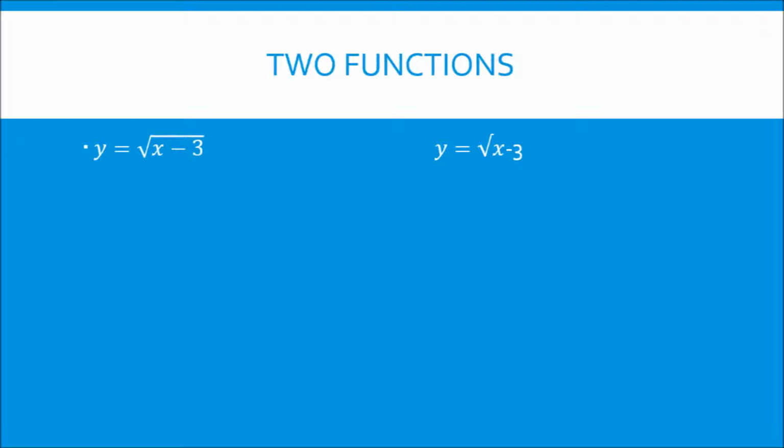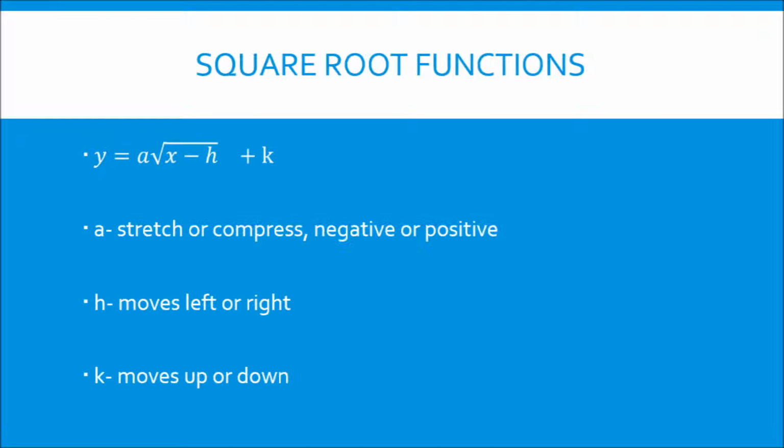Let's take a look at our first function, y equals the square root of x minus 3. We can tell instantly that this function is going to be a square root function because it has a square root in it. Now let's take a look at our second function, y equals the square root of x, minus 3. This function as well is going to be a square root function. But what is a square root function? Well, square root functions have an original equation of y equals a square root of x minus h, plus k. A stretches or compresses the graph or makes it negative or positive. H moves the graph left or right, while k moves the graph up or down.